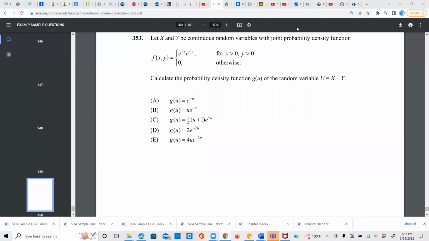X and Y are continuous variables with PDF e to the negative x times e to the negative y. Calculate the PDF of the random variable U, which is equal to X plus Y.